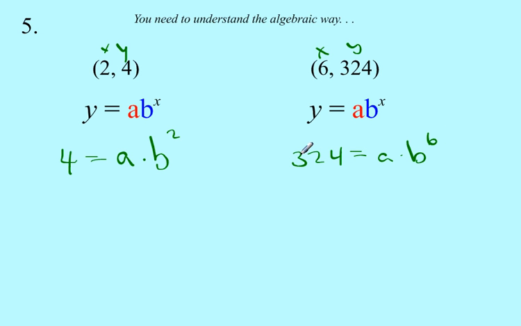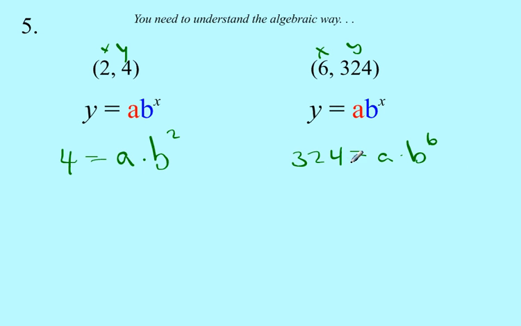Now just like when we had systems before, we have 2 equations and 2 unknowns. So we have an a and a b as unknowns, and we have 2 equations. Just like our x's and our y's when we did systems that we solved by substitution or elimination, or equal values, we're going to do the same thing here.